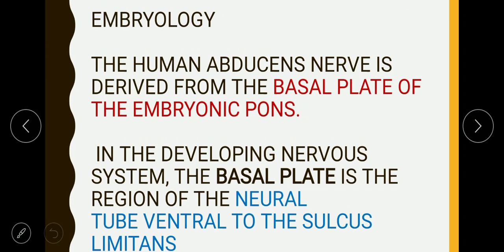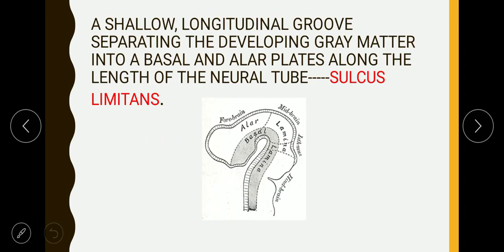So moving to the embryology part, the human abducens nerve is derived from the basal plate of the embryonic pons. The basal plate is the region of the neural tube which is ventral to the sulcus limitans, and the sulcus limitans is a groove which separates the basal and the alar plates of the neural tube. So this is the basal plate, and this is separated from the alar plate by the sulcus limitans.